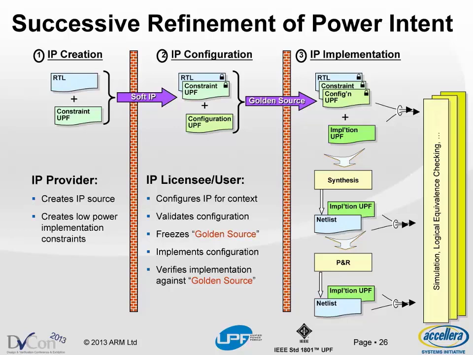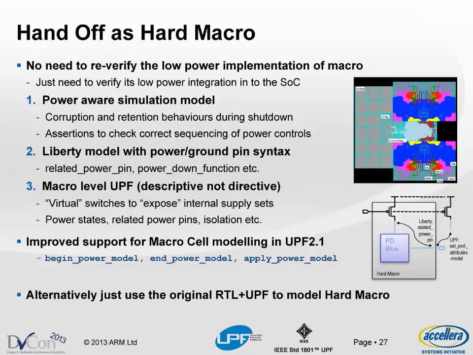And you could go ahead with the right-hand side of that diagram that shows all of the normal implementation down to a fully PG-connected placed and routed cell. So most likely, this will be handed off as a hard macro up to the SOC level. And the advantage of handing off as a hard macro is that you no longer need to re-verify the implementation. In fact, all you need to do is just re-verify its integration into the SOC.